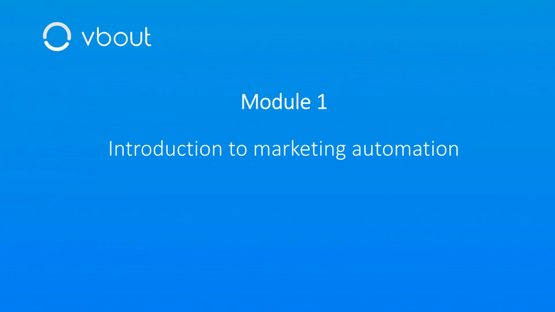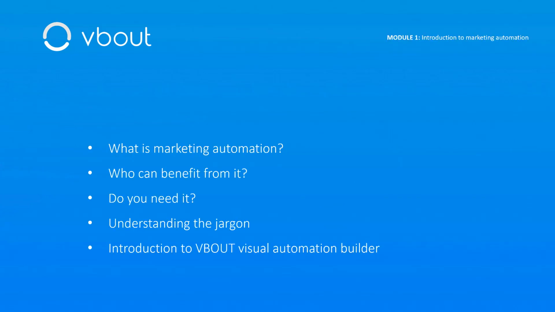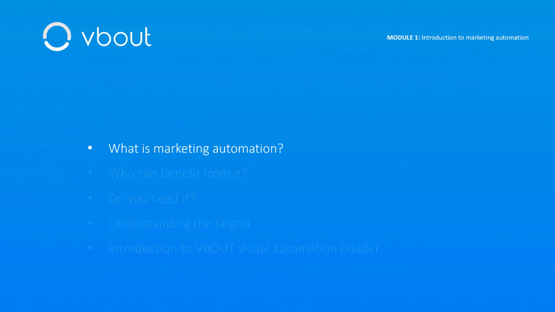Module 1, Introduction to Marketing Automation. I'll be talking about what is marketing automation, who can benefit from it, do you need it as a business, understanding the jargon used in this world, and how marketers make everything so complicated with the jargon. So I'll clarify that for you as well. An introduction to the visual builder, how you can build it out using drag and drop. No need for development, coding, designers, any of this stuff.